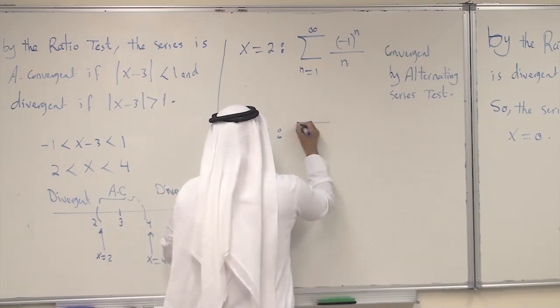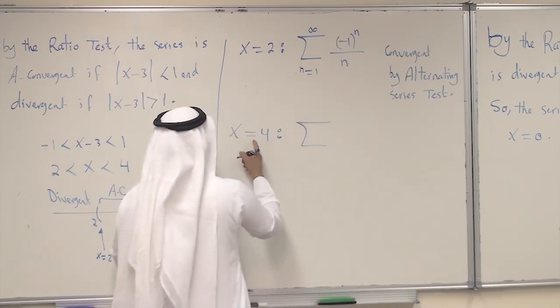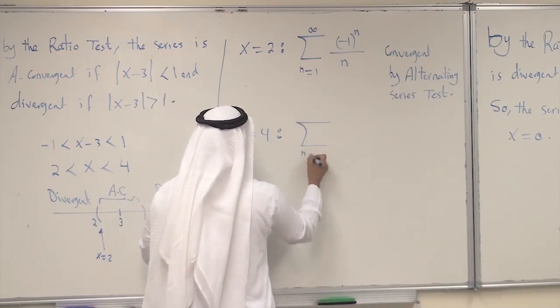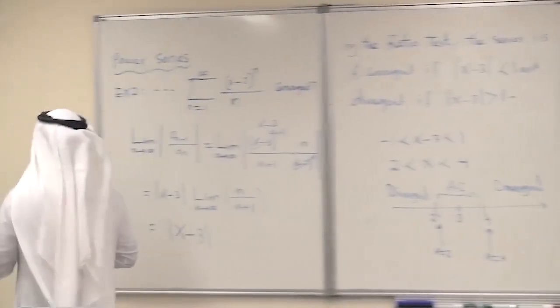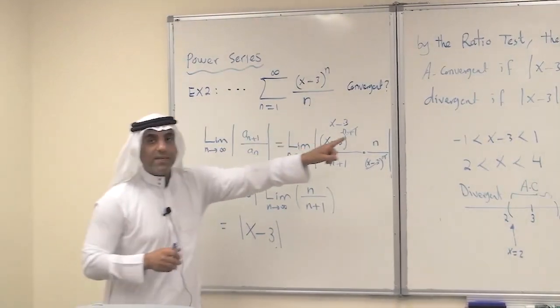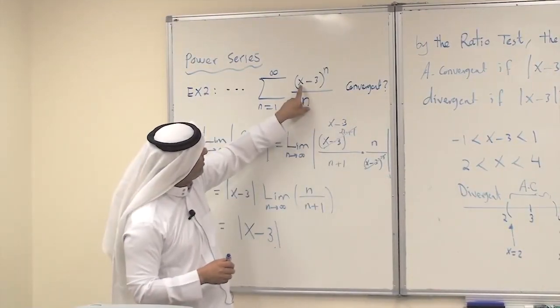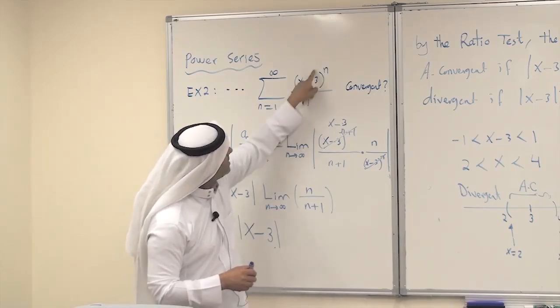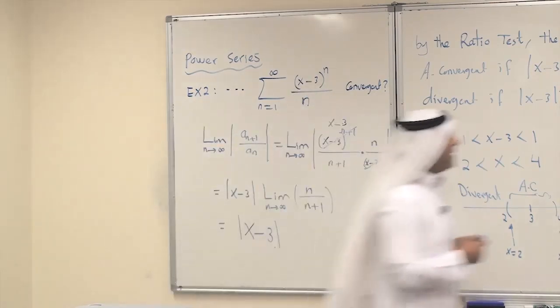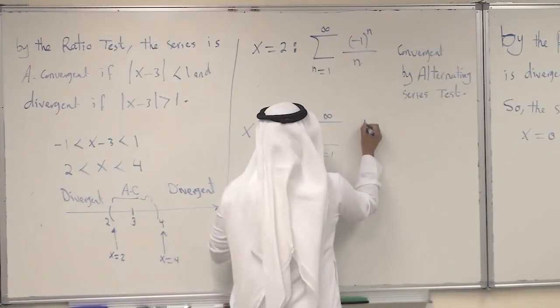What kind of series do we get if we substitute x equal to 4? This is n equal to 1 up to infinity. Let us take 4 and substitute and see what will be gained. If we substitute x equal to 4 here, this will be 4 minus 3, and 4 minus 3 is 1. 1 to the power n is 1. So the series obtained is 1 over n.